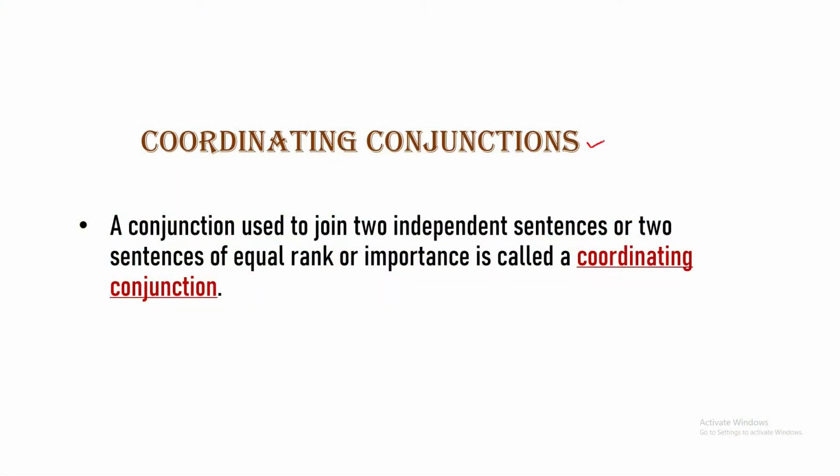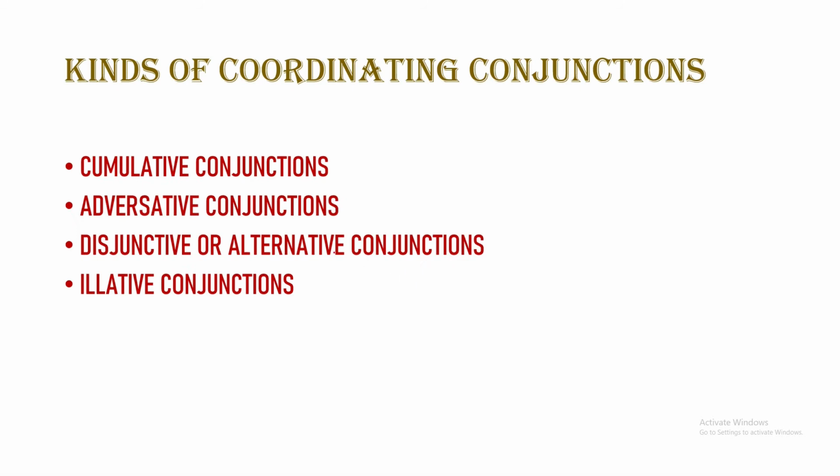Coordinating conjunction. This is one conjunction or connector which is used to join two independent sentences of equal rank or order. There are four kinds of coordinating conjunctions: cumulative conjunction, adversative conjunction, disjunctive or alternative conjunction, and illative conjunction.